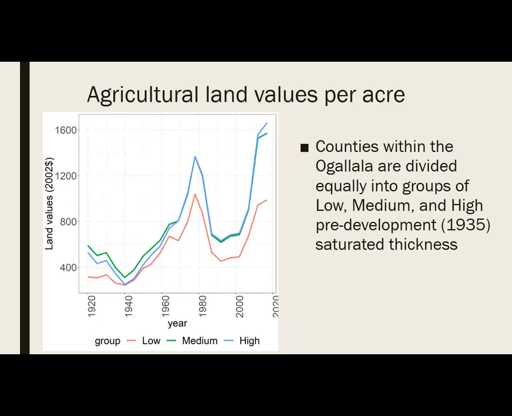And from an economic perspective, that matters because the availability of water has an important impact on land value. So pre-development in the 1930s and 40s, there was no difference in land values in counties with low, medium, and high levels of saturated thickness. But over time, there's been a big differentiation, so that counties with the highest levels of saturated thickness have the highest land values, and that water availability is capitalized into the value of land. So we know water and access to water is highly valuable.